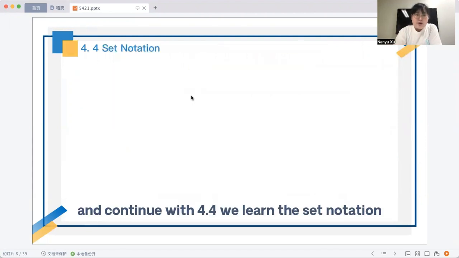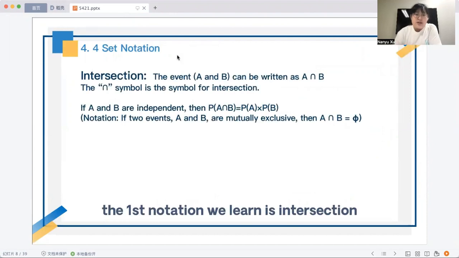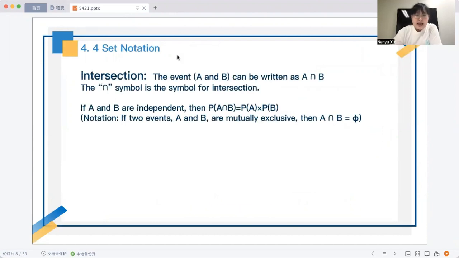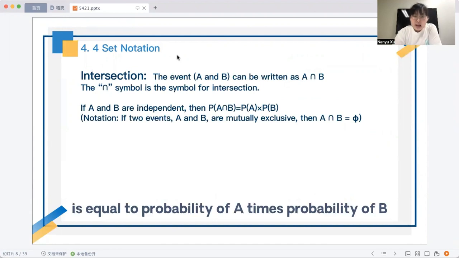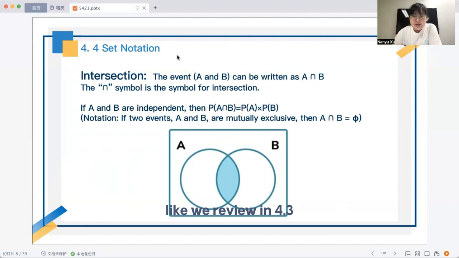Continuing with 4.4, we learned the set notation. The first notation we learned is intersection. A intersect B is equal to the probability of A times the probability of B. If the 2 events A and B are mutually exclusive, like we reviewed in 4.3, then their intersection is empty. It's an empty set.